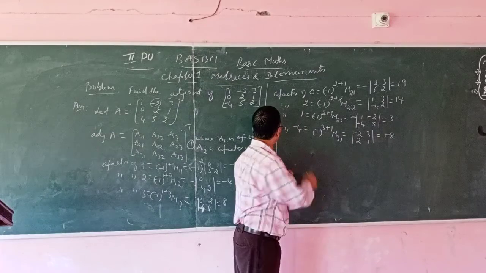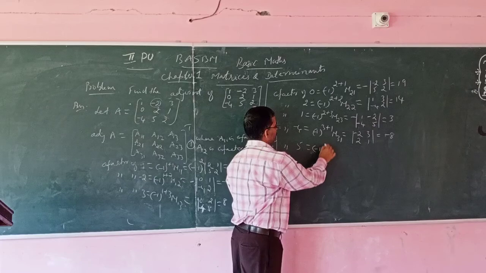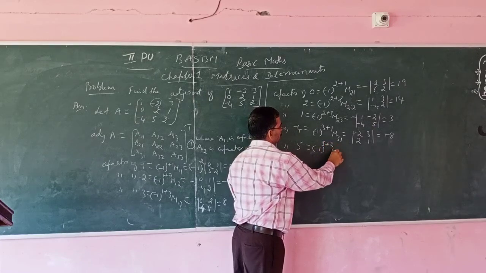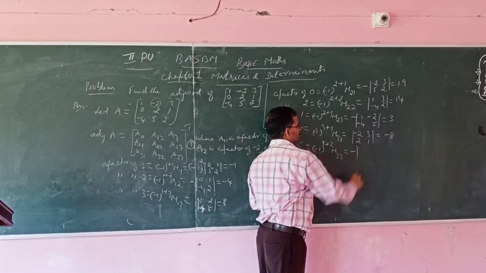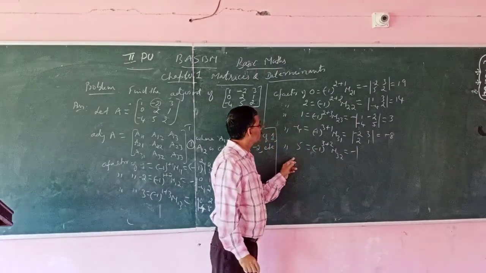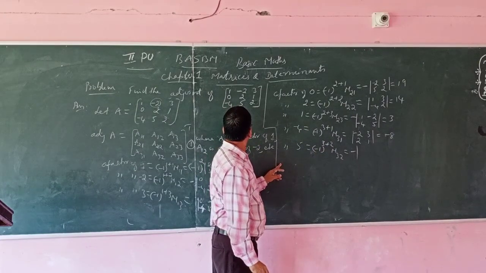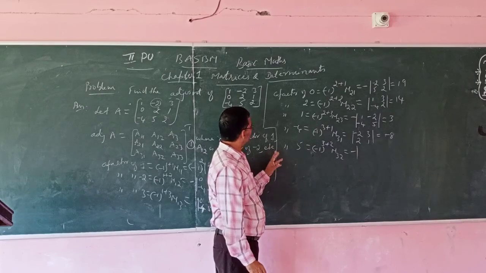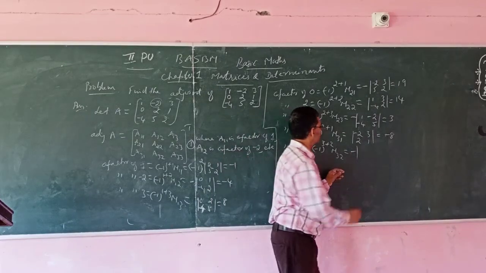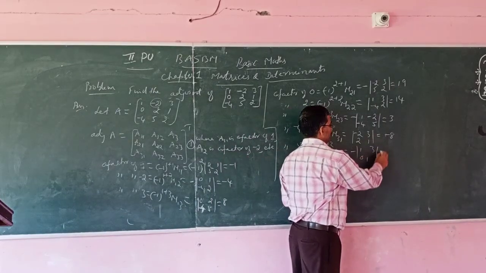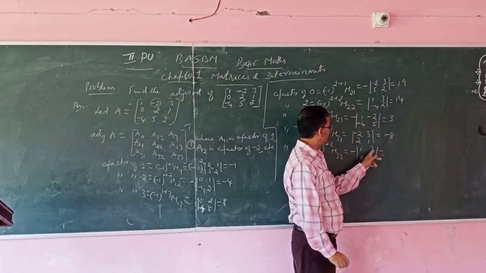Next one, cofactor of 5, minus 1 to the power 3 plus 2, m32. So it's minus sign. What is m32? M32 means consider the remaining 1 3 0 1. Determinant of 1 3 0 1 is nothing but 1 only. So minus 1.